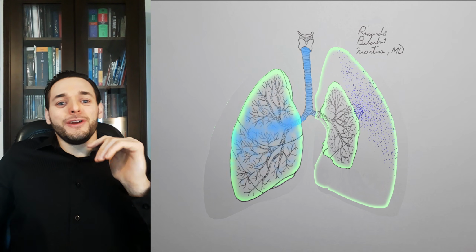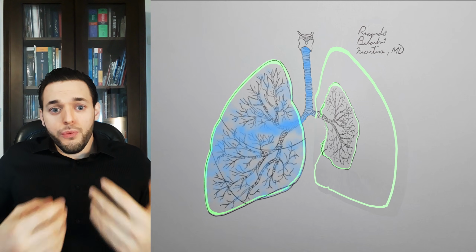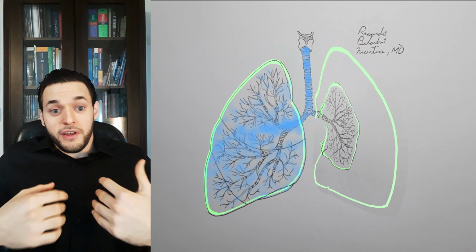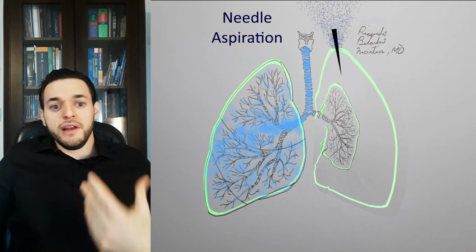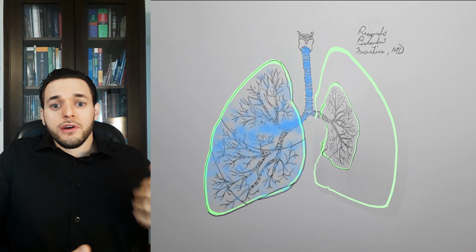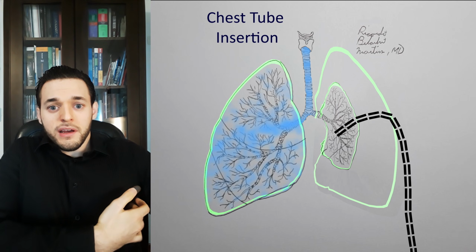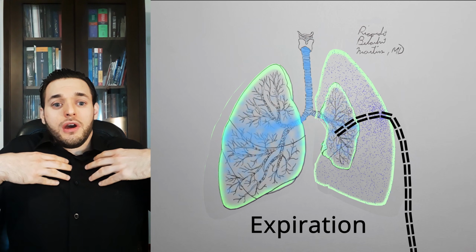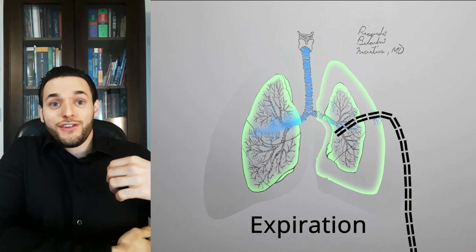So, how do we treat pneumothorax? Well, the simplified answer couldn't be more intuitive. Remove the air from the pleural space. If it's an emergency, if we're dealing with a tension pneumothorax, a needle aspiration may be necessary immediately to relieve the pressure. That said, definitive air removal is going to be done through the insertion of a chest tube. With the chest tube positioned correctly, it will allow air to be pushed out of the pleural space during expiration, but will prevent its return when the chest wall expands.